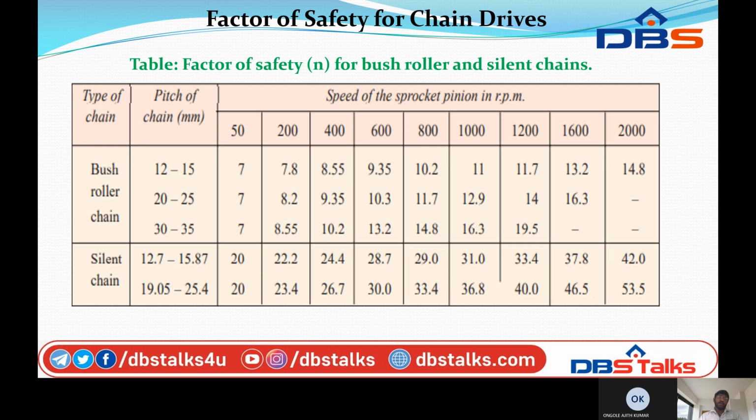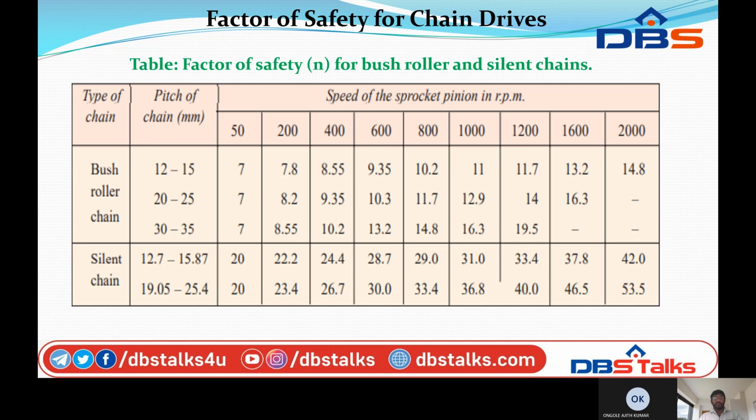So first one is bush roller chain. Pitch of the chain is 12 to 15 mm, 20 to 25 mm, 30 to 35 mm. For arranging the bush, pitch of the chain is 12 to 15.